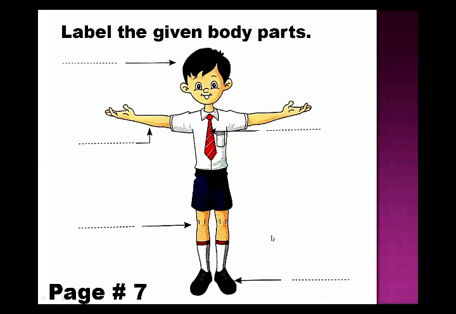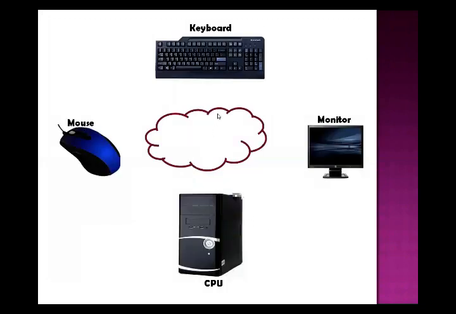Turn to the next. What are these, students? This is monitor, this is keyboard, this is mouse, and this is CPU. These are all the main parts of computer. What are the main parts of computer? The main parts are monitor, keyboard, mouse, and CPU.